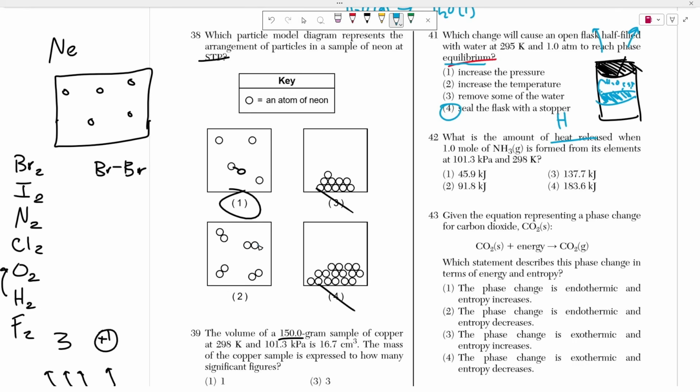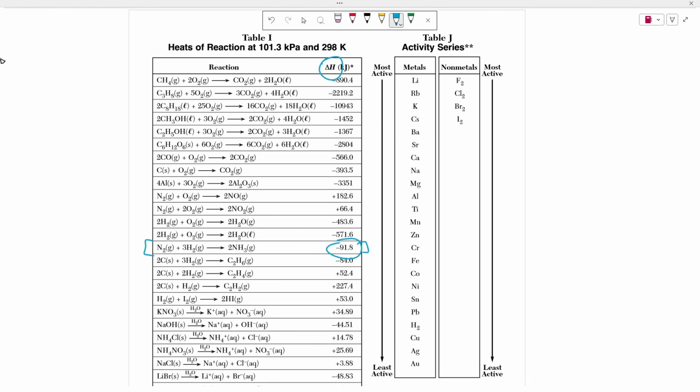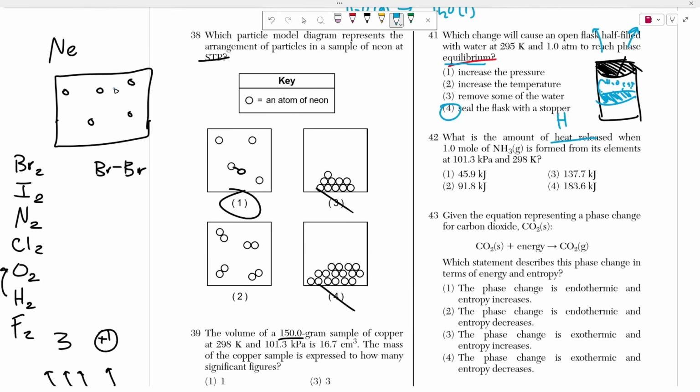Remember that I want the heat released for 1 mole of NH3. So if I know that 2 moles of NH3 releases negative 91.8 kilojoules of heat, how can I find 1 mole? Well, I can just divide both of these sides by 2, and I get that 1 mole of NH3 is just going to be 91.8 divided by 2. And if we look at that, that's going to equal choice 1, 45.9. The heat released is proportional to the moles that are involved. So if you have 2 moles and you want to find 1, divide everything by 2.